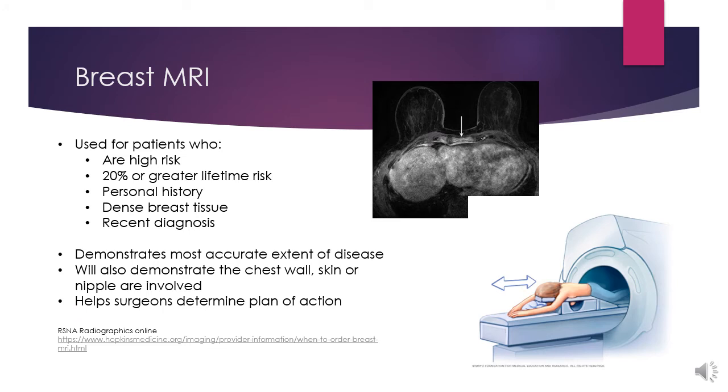A breast MRI is used for patients who are at higher risk for breast cancer, those that have a 20% or greater lifetime risk of breast cancer or a personal history of breast cancer. They may have dense tissue, as we talked about earlier. The patient may also have had a recent diagnosis of breast cancer. What the MRI will do is help the surgeons determine a better plan of action moving forward. Should that patient just get a lumpectomy, or would it be recommended that they remove the whole breast? So this is very important when looking at MRIs.